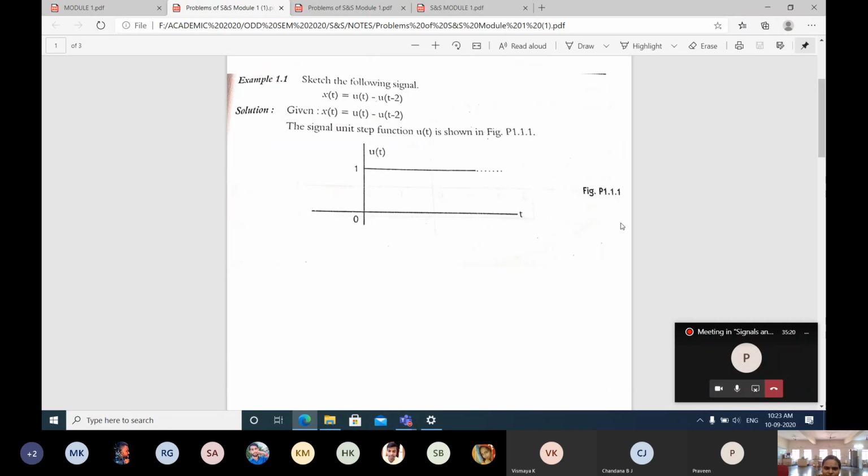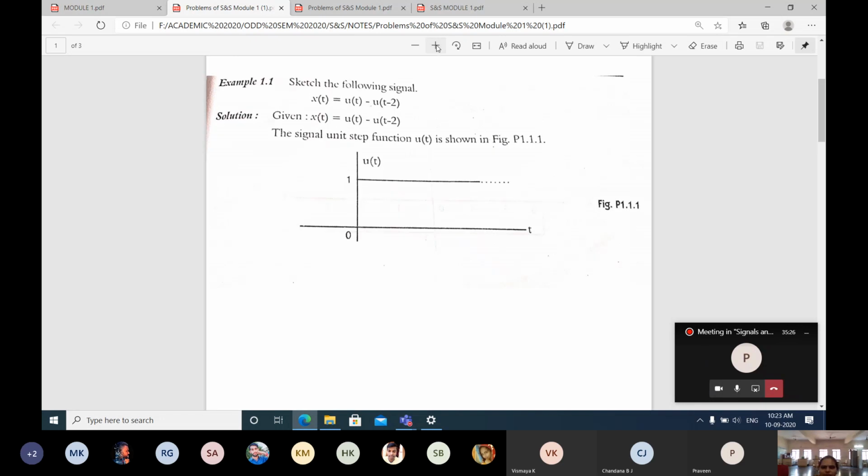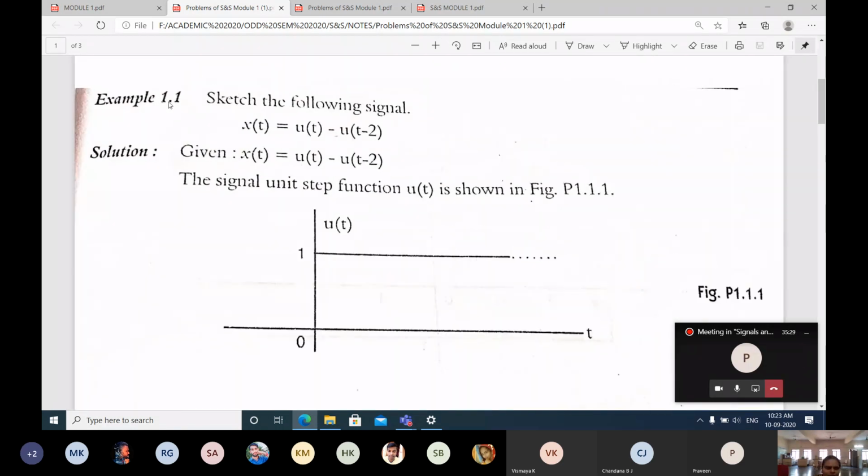Okay, here is one example, the first problem. It is important for the examination also. Observe the first problem. We have to sketch the following signal: x of t is equal to u of t minus u of t minus 2. They gave just one equation directly. They didn't give anything else, they are just asking us to sketch the signal for the equation x of t is equal to u of t minus u of t minus 2.